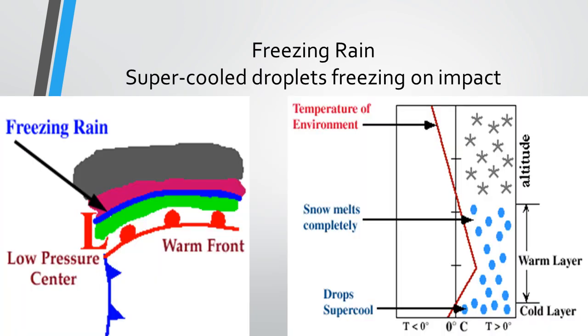Next is freezing rain, which are supercooled droplets freezing on impact. Ice storms can be the most devastating of winter weather phenomena and are often the cause of automobile accidents, power outages, and personal injury. Ice storms result from the accumulation of freezing rain, which is rain that becomes supercooled and freezes upon impact with cold surfaces. Freezing rain is most commonly found in a narrow band on the cold side of the warm front, where surface temperatures are just below freezing.